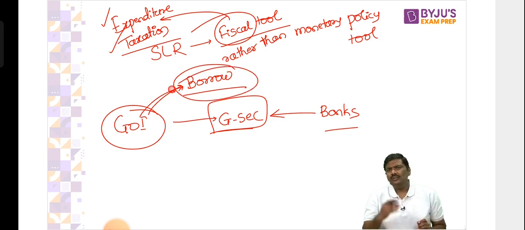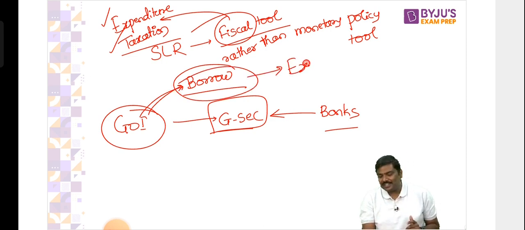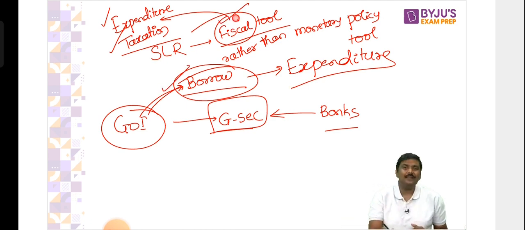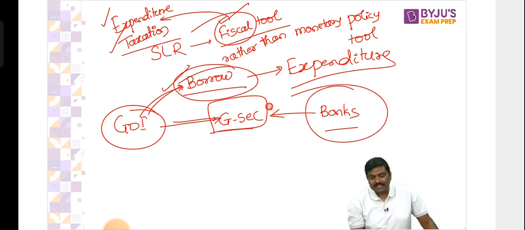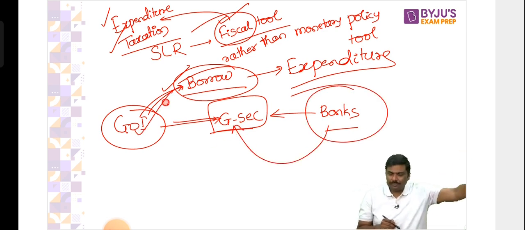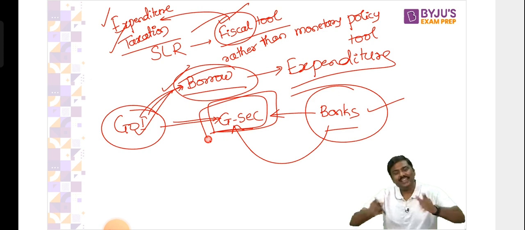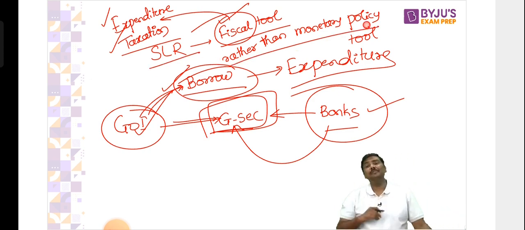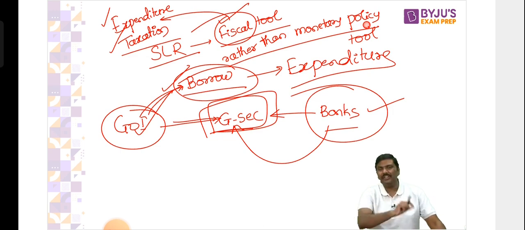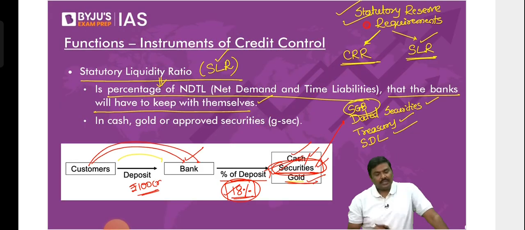When government borrows, for what purpose is government borrowing? For expenditure purposes. Government is borrowing for expenses only. Is it not related to fiscal policy then? Of course, yes. So Government of India issues G securities, which are purchased by the banks. Government is issuing because they want to borrow. Banks are purchasing because there is a mandate under SLR. So SLR is more of a fiscal policy tool rather than a monetary policy tool. Don't be confused here. Please be very clear with these concepts. This is the statutory liquidity ratio.